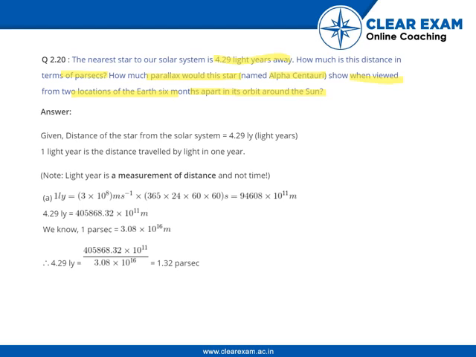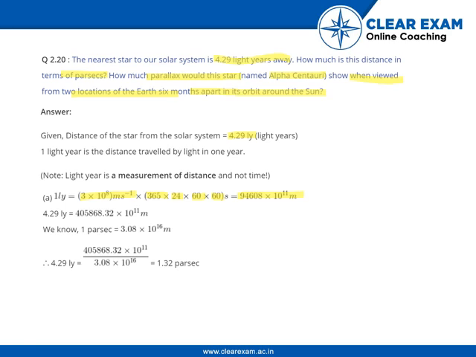Given that the distance of the star from the solar system is 4.29 light years, 1 light year is the distance traveled by light in 1 year. Therefore, 1 light year is equal to 3 into 10 to the power 10 meter per second into 365 days into 24 hours, 60 minutes, 60 seconds. So we get the value of 1 light year as 94608 into 10 to the power 11 meters.